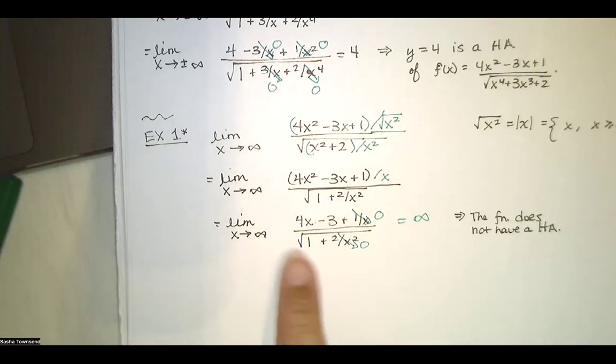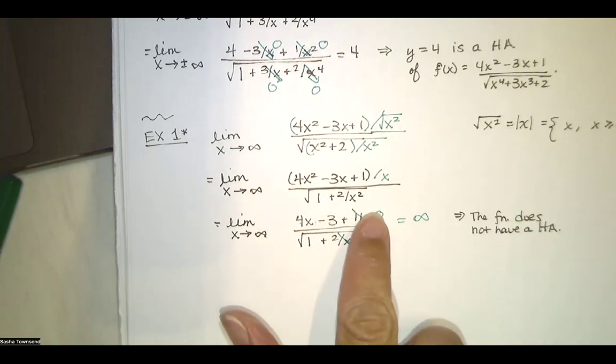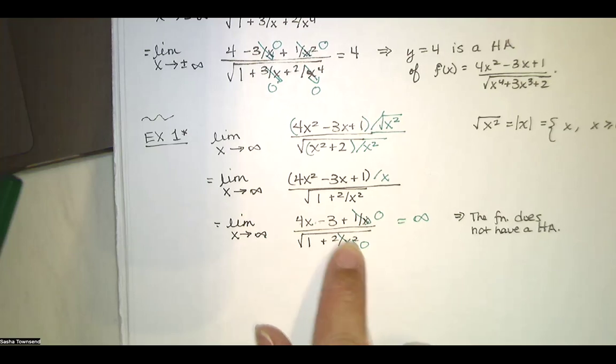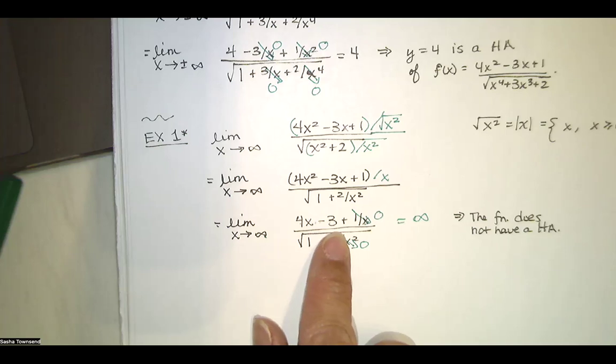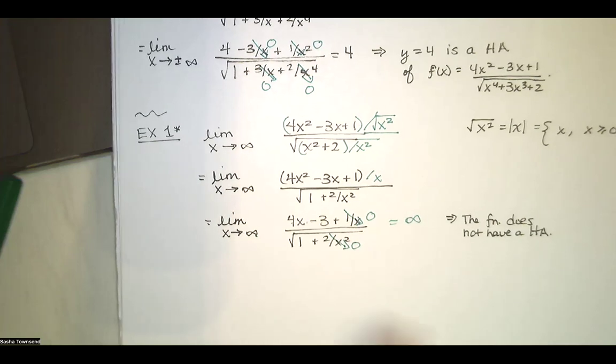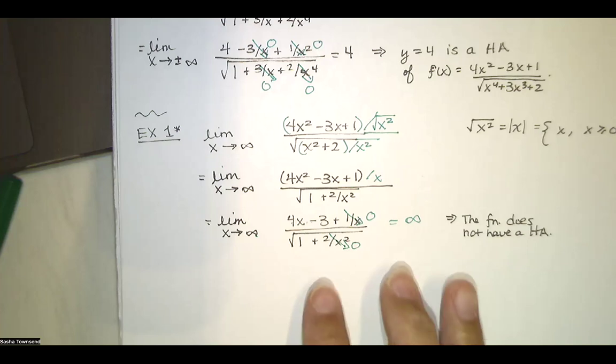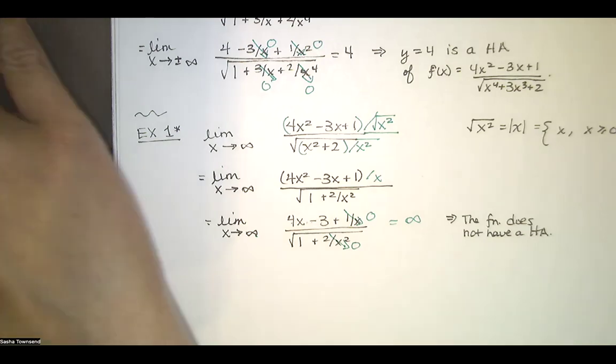That means the function does not have a horizontal asymptote. But notice that as x goes to infinity, this term disappears and this term disappears. So our function is actually approaching the line y equals 4x minus 3. Let's look at that on Desmos.com and graph the line y equals 4x minus 3 and verify that that's what we get.